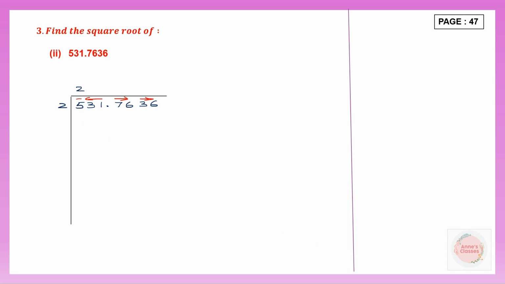Because 2 2's are 4, 5 minus 4 is 1. Bring down the next pair. That makes it 131. Now next step is double 2. 2 2's are 4. Now we need to put a number next to 4 so that we get a number close to 131.